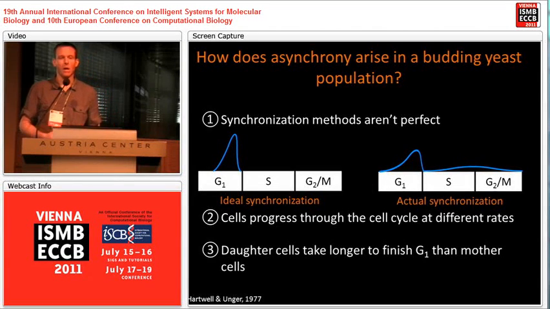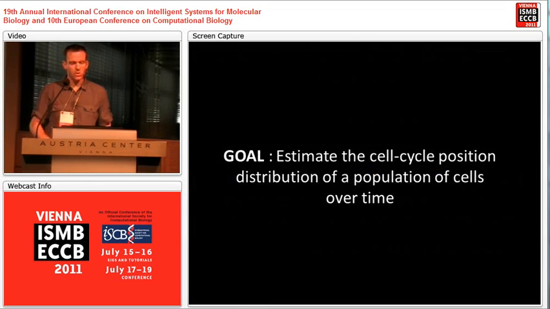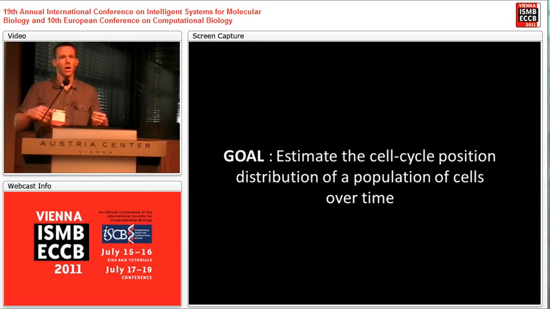But there are some problems in working with populations of cells, namely that asynchrony arises, either initially because our methods of synchronization aren't entirely perfect, or over the course of the experiment, due to cell-to-cell variation in rates of progression, or the fact that daughter cells tend to take longer in their G1 phases than mothers. So the goal becomes, how do we estimate the probability that a cell is at a particular point in the cell cycle, given observations of markers?